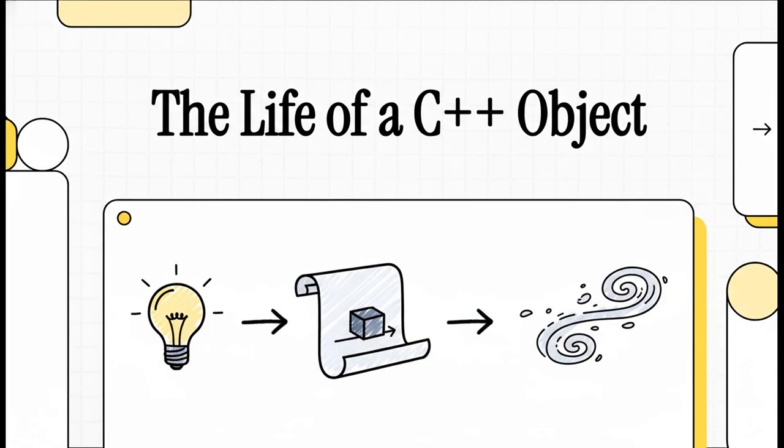All right, today we're going to tell a story. It's the story of a C++ object, and we're going to follow its entire life, from just an idea to a real living part of your program, and then, finally, to its graceful exit. So let's trace this journey, from blueprint all the way to dust.